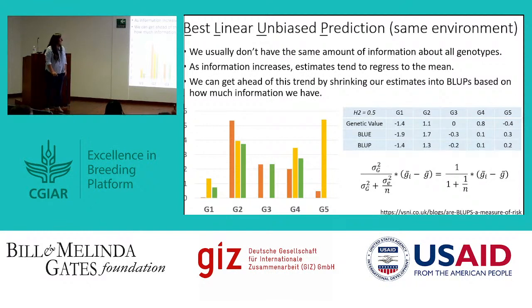I also wanted to say there was a nice blog from VSNI that made sense for me. Yeah, so for example, this is mainly for trials where we have not balanced the data. So sometimes we have the genotype only in one or two environments, the others have more environments. So we are worried about the BLUP value for that environment might be shrunk too much. So do you think that's a concern or not? So if you're missing data in a particular environment, yeah.